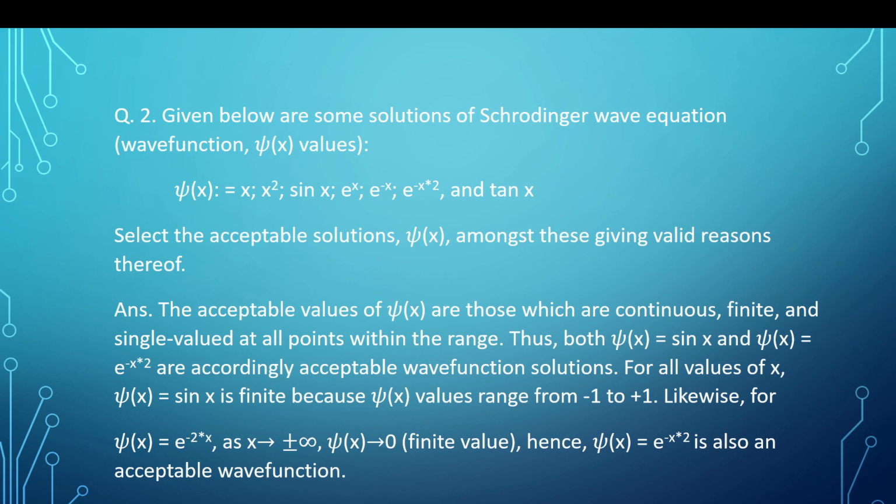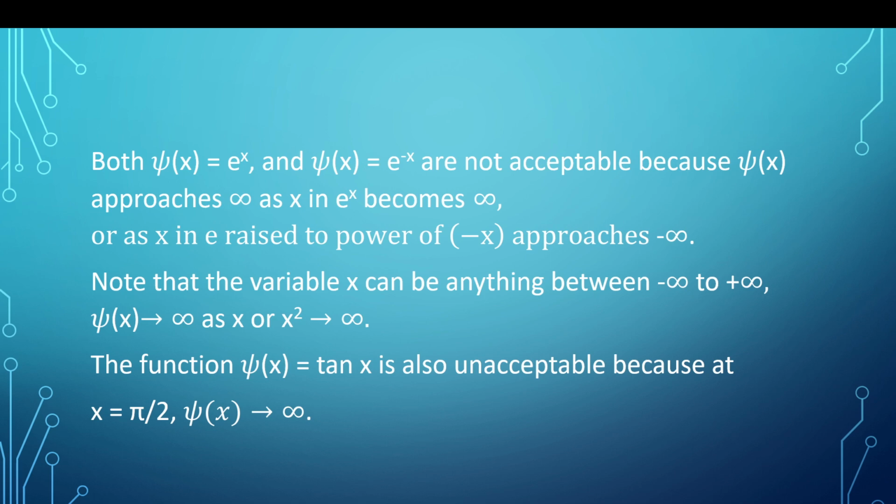Hence, psi x equal to e raised power minus x square is also an acceptable wave function. Both psi x equal to e power x and psi x equal to e power minus x are not acceptable because psi x approaches infinity as x approaches infinity, or x approaches minus infinity. Note that the variable x can be anything between minus infinity to plus infinity.